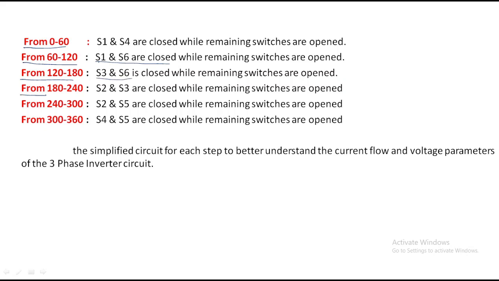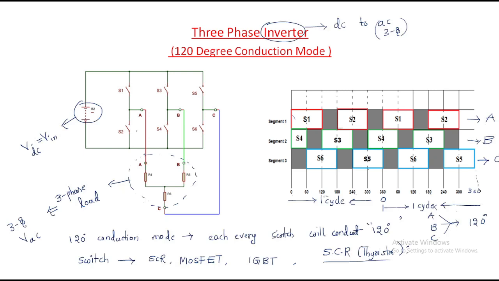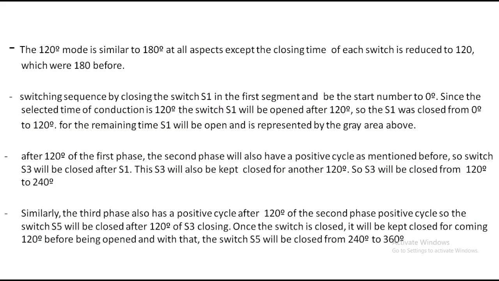From 180 to 240, S2, S3 will be closed. And from 240 to 300, S2, S5 will be closed, remaining are off. From 300 to 600, S4, S5. Look at 300 to 360, observe this region. In this region, S4, S5 are in conduction mode, and there are no remaining switches in conduction mode, right?